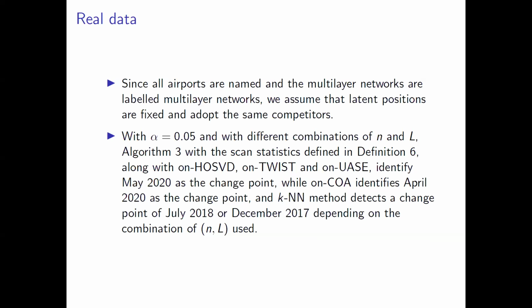One experiment is just to use the label information. The one I'm presenting here is where we just throw that away. We pretend that we don't know the names of the airports, and we don't know that they are the same across T. We do that, and with this choice of alpha for the type 1 error probability, we compare all the different algorithms.